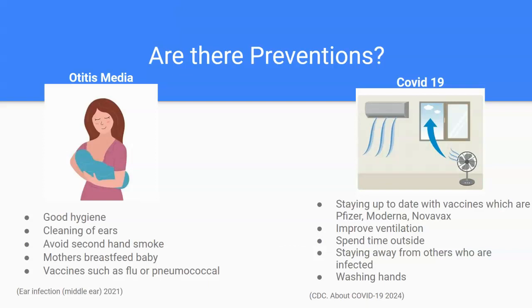People can also avoid secondhand smoke, breastfeed their baby, or talk to their doctor about getting their children vaccines, such as the flu or pneumococcal shot, which can also reduce the incidence.